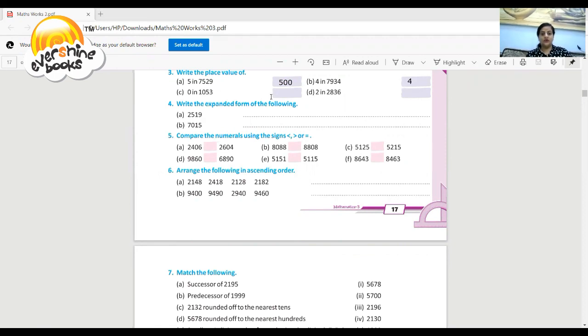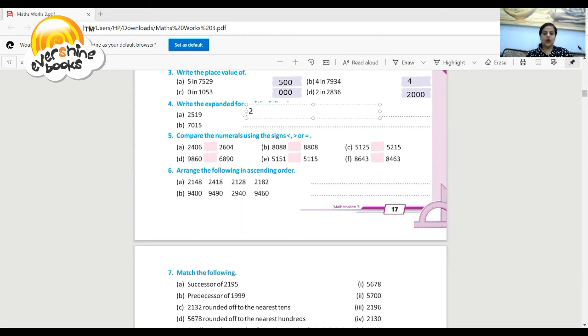Place value of 0 in 1053, that is of hundreds. So we will write here 0 hundreds. Next is the place value of 2 in 2000. So we are going to write here 2000. This is the answer. Now we are going to do expanded form.